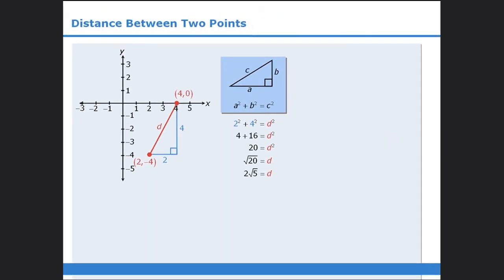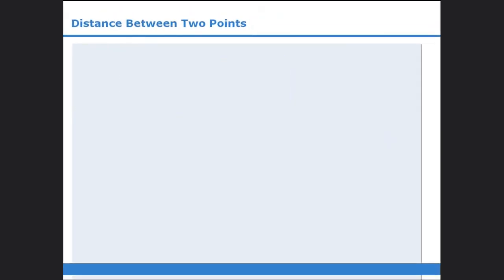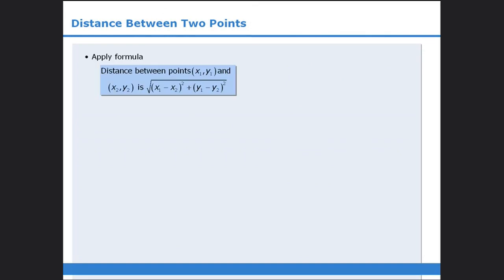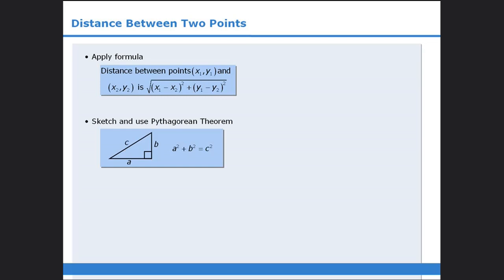Okay, let's summarize. To find the distance between 2 points in the coordinate plane, we can either apply this formula, or we can sketch the 2 points, create a right triangle, and then apply the Pythagorean theorem.